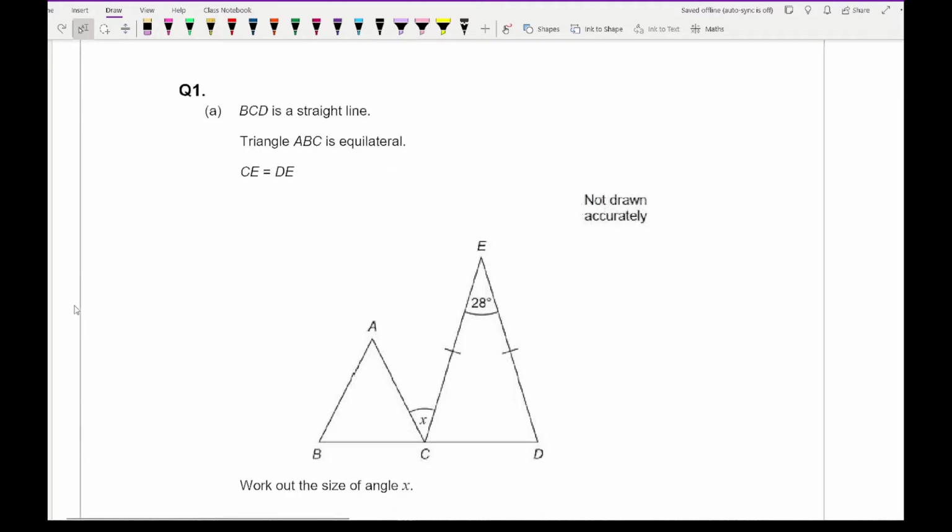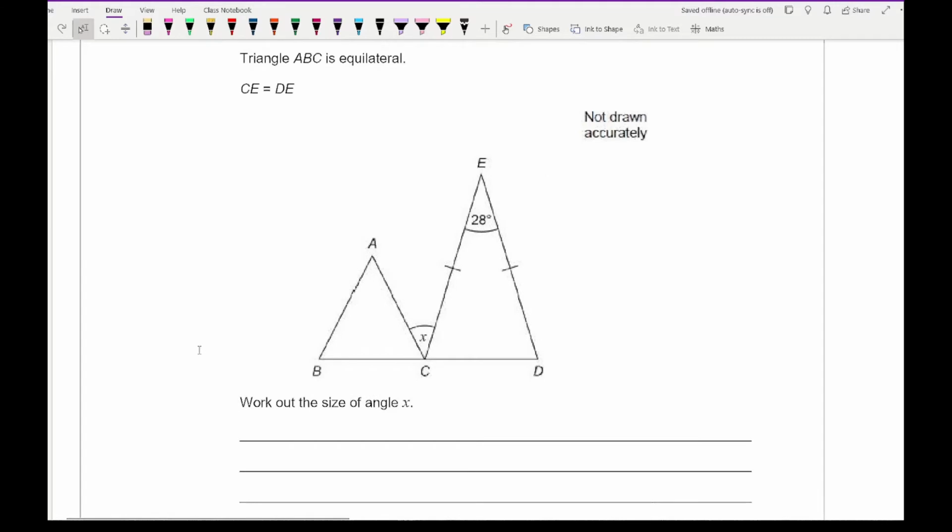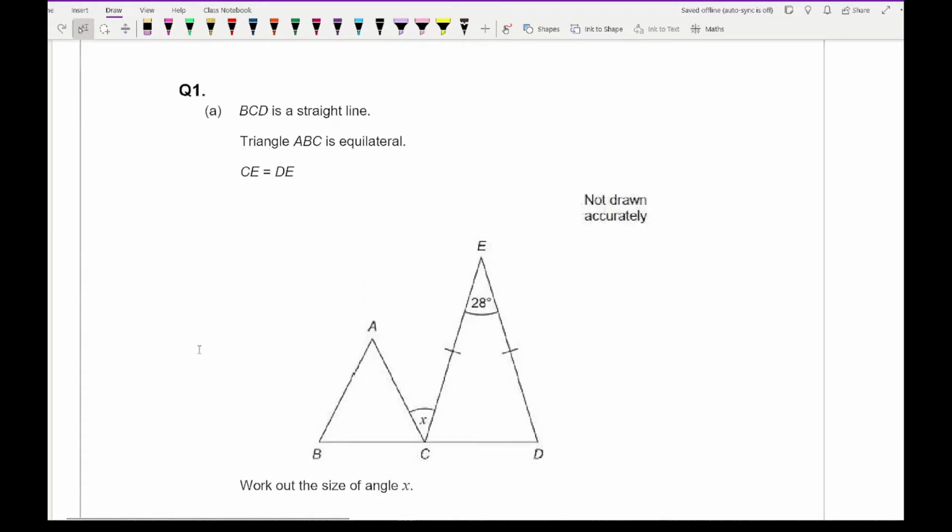So question 1 says that BCD is a straight line, triangle ABC is equilateral, and CE equals DE. And the question is asking us to work out the angle of x. Now with this, although there are several lines for me to show my working out, I can get away with doing my working out on the diagram. So as we mentioned, if ABC is an equilateral triangle, then this angle here is going to be 60, this is going to be 60, and this is going to be 60.